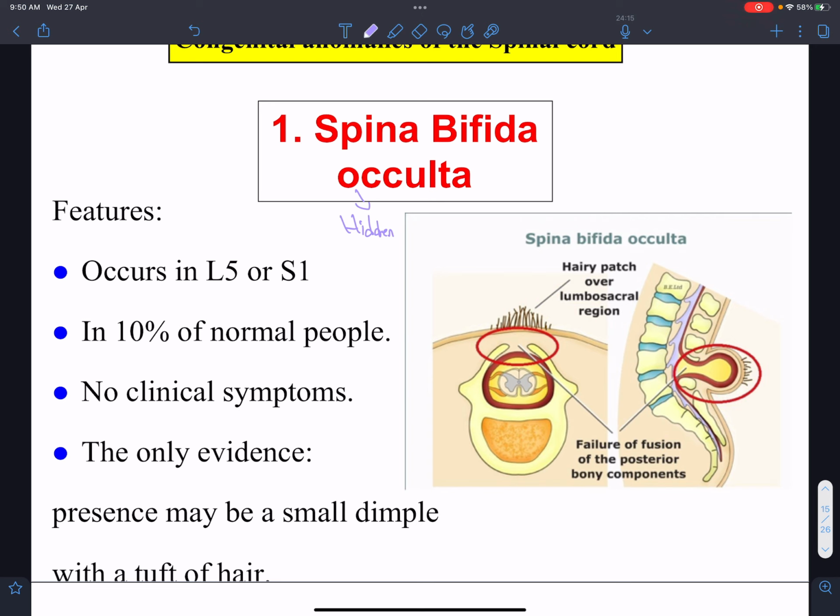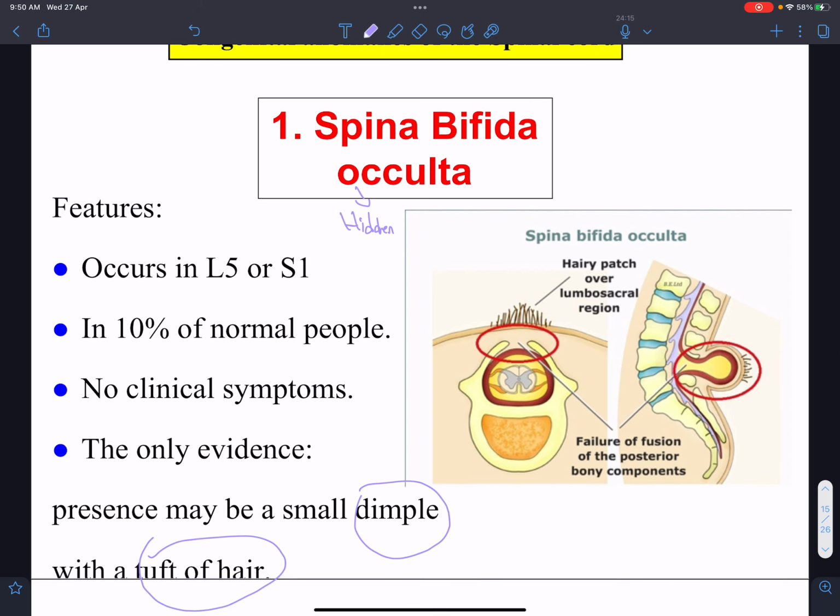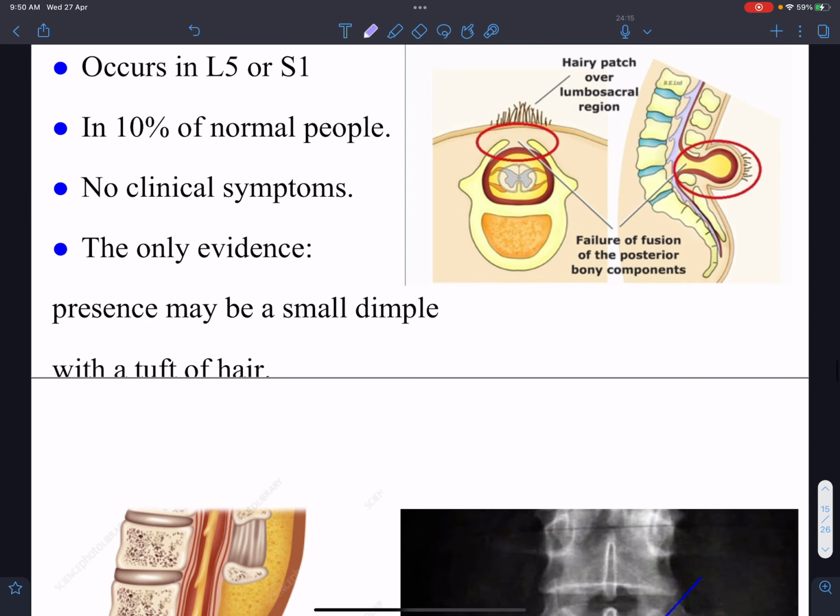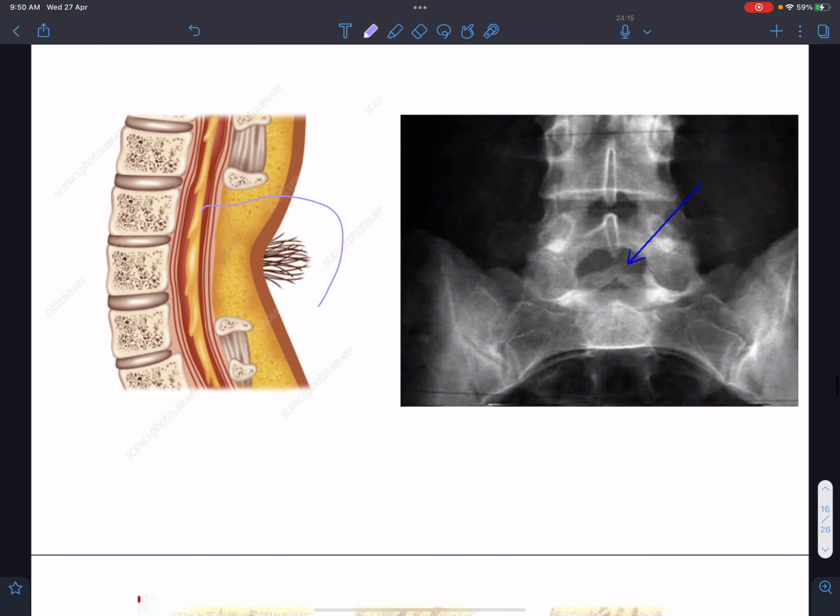spina bifida occulta. You can diagnose it by the fact that there's a small dimple, meaning a depression, with a tuft of hair. So an MCQ may come: a baby with a small dimple with a tuft of hair on his back, L5 or S5, okay? Then this is spina bifida occulta, okay? There's no bulging or anything. As we saw, a dimple with some tufts of hair.